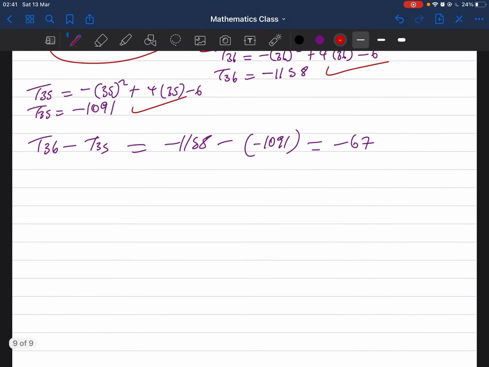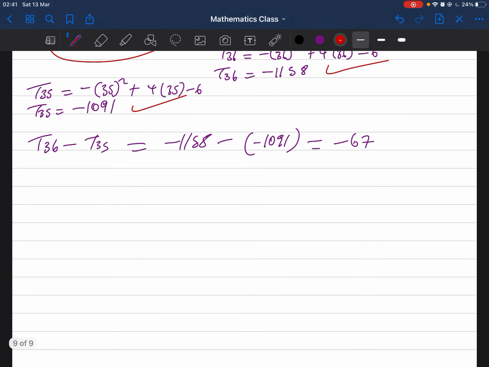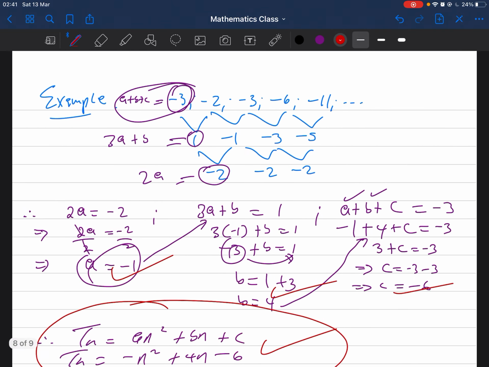Hi, for this video, this is just part 3 of quadratic sequences. So I'm going to show you how to solve for n. If you're given the expression of the nth term and you're given the term at the nth position, then they want you to solve for n.